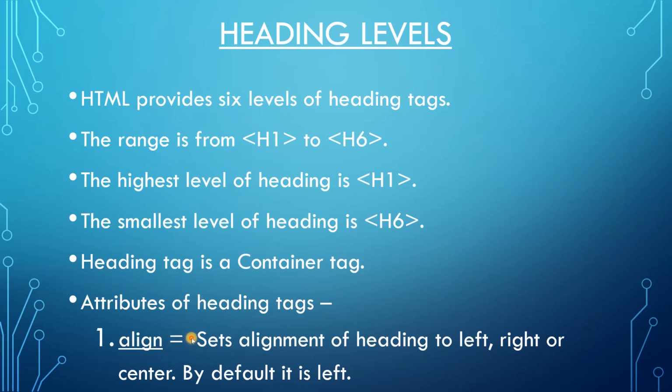I am going to show you the coding also, how to write heading levels, and the other type which we are going to study, that is HR. So for both, after completing the theory part, I am going to show you how to write the coding also. Okay, so align means what? It sets the alignment of the heading, meaning where you want to keep your heading: to the left side, to the right side, or to the center. By default it is always left.